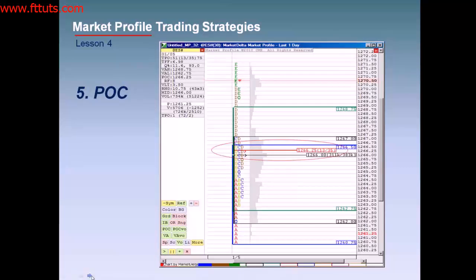The POC. This is always very easy for people to identify, especially since market delta also highlights it for us with a nice bright red color. And so here we see our POC right here at 1266.25.